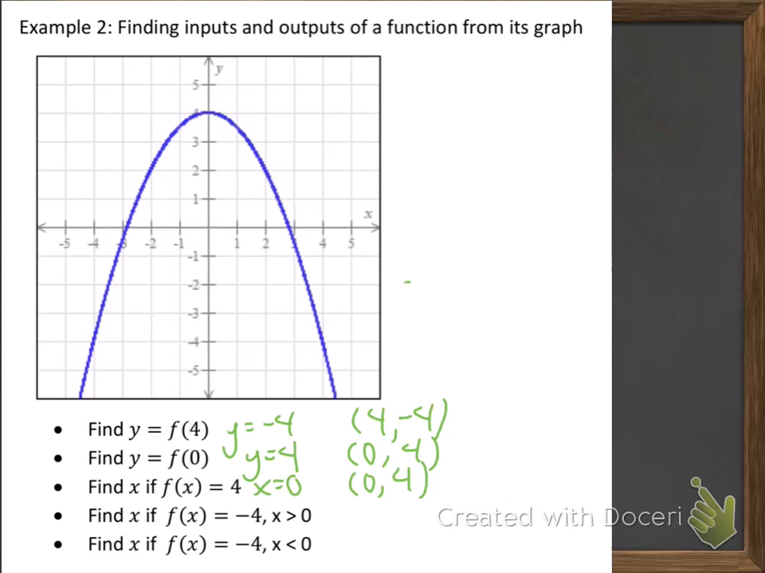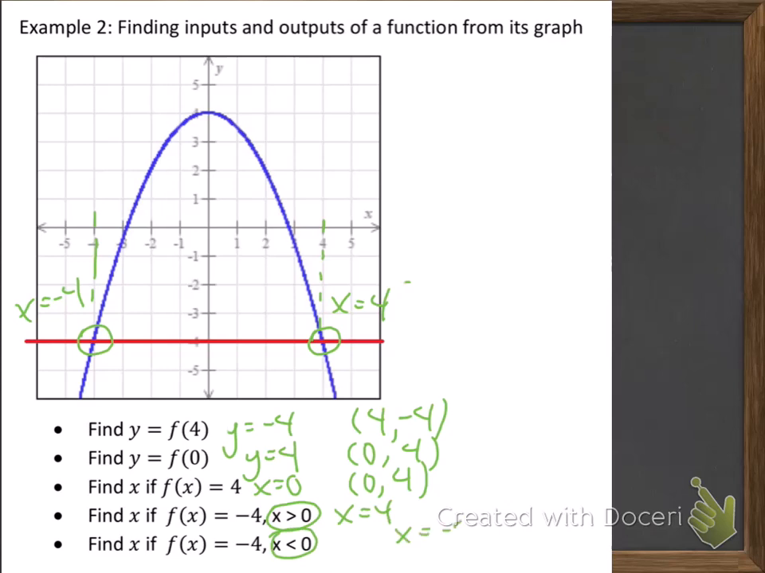All right, the next one says find x if f of x equals -4. So here's the line y equals -4, or f of x equals -4. And similar to last time, we can see that it crosses this function at two different places. It crosses it at x equals -4, and it also crosses it at x equals +4. So how do we know which one they want? Well, the first one, they want the positive value, so this would be x equals 4. And the second one, they want the negative value, so that would be x equals -4. If we wanted those ordered pairs, this would be +4, -4, x equals 4, y equals -4. And the second one would be x equals -4, y equals -4.